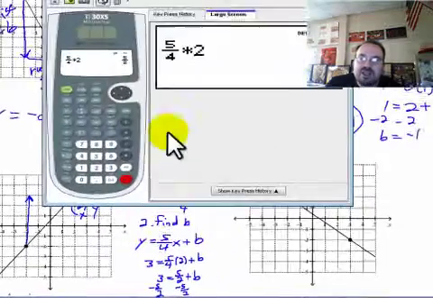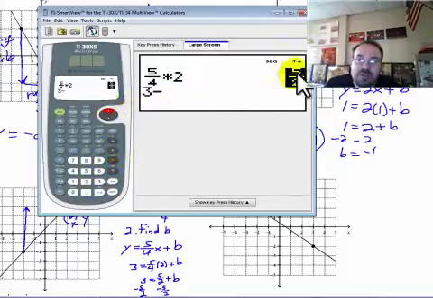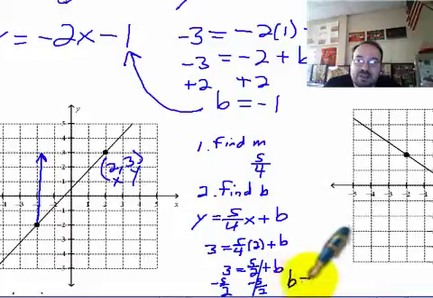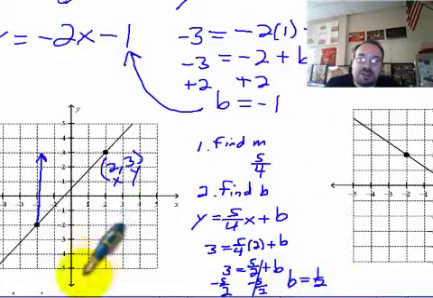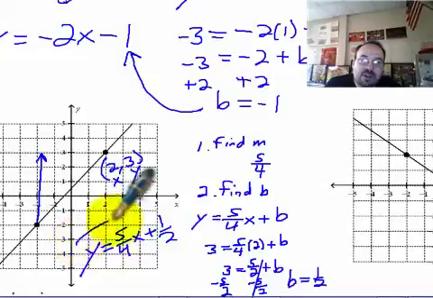And again, if you have a calculator, use your calculator. So 3 minus, and then if I scroll up, I can just paste that in by hitting enter, and then one more time, and I get B by itself equal to 1/2. So my final answer is y equals 5/4 x plus 1/2.